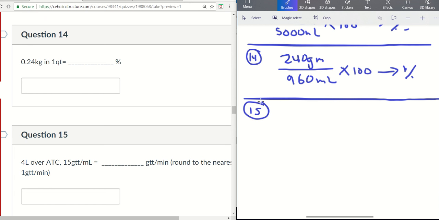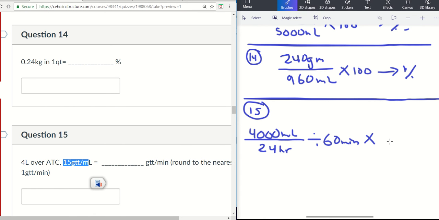ATC. Alright, we are figuring drip rate, so drops per minute. What we'll start with is flow rate. The flow rate is mLs per hour. So we got 4,000 mLs over 24 hours. Step 1, divide by 60 minutes. Step 2, multiply by the drip factor, in this case 15. Then round to the nearest drops per minute.